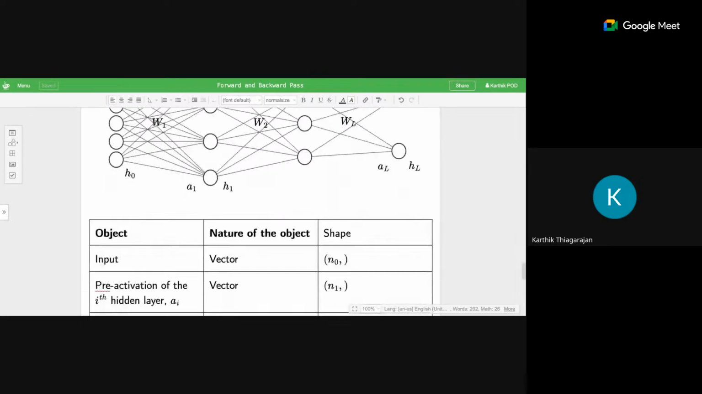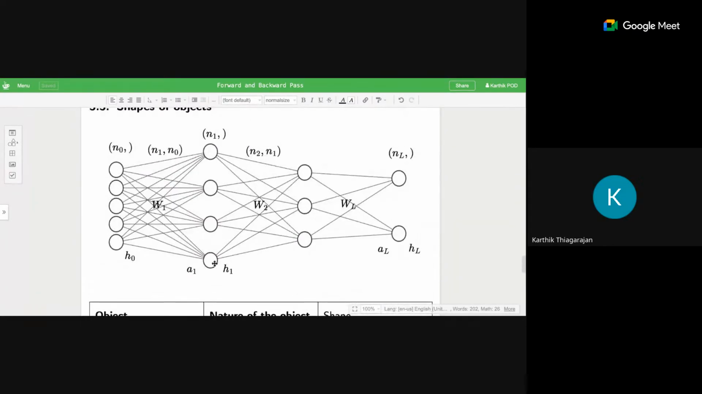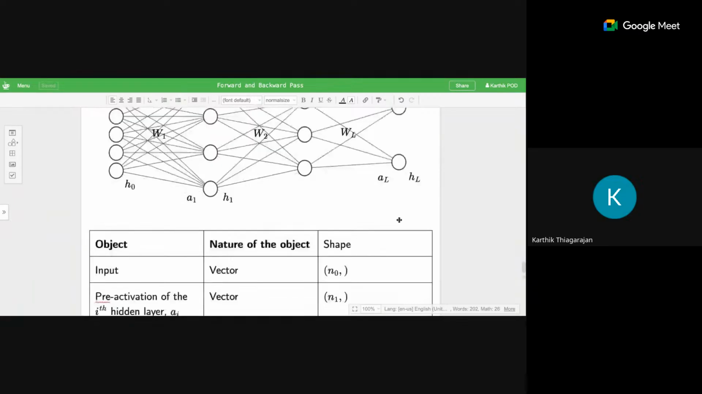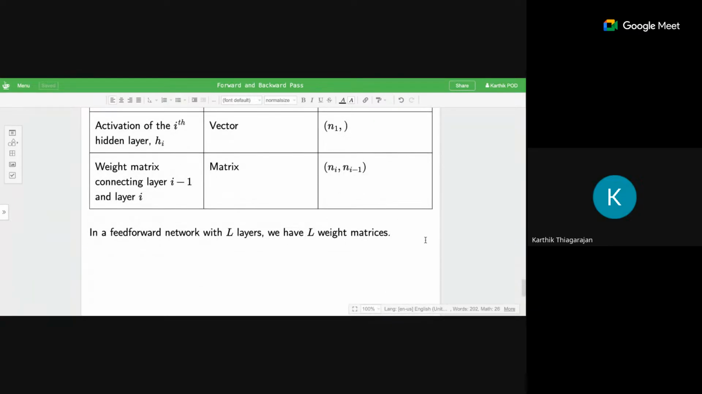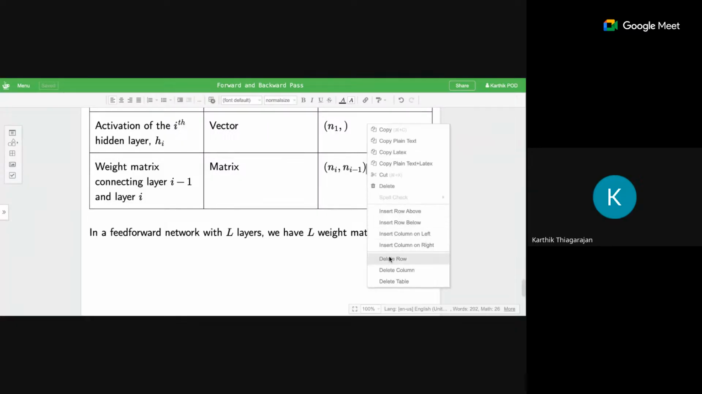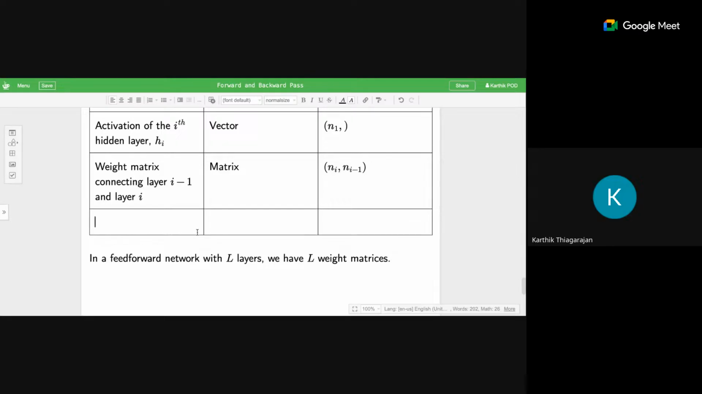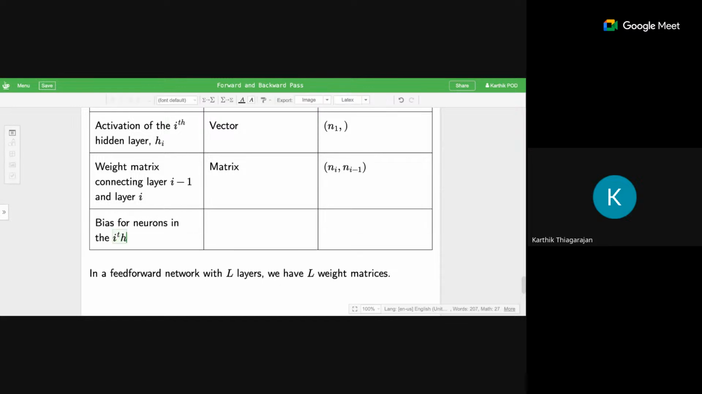In some sense, in each of these L layers some computation is happening, right? Here some computation will happen, here it will happen, or the output also it will happen. So these are the number of weight matrices. Now, what is the other parameter that we have missed out? Bias, right? Bias for neurons in the ith layer.